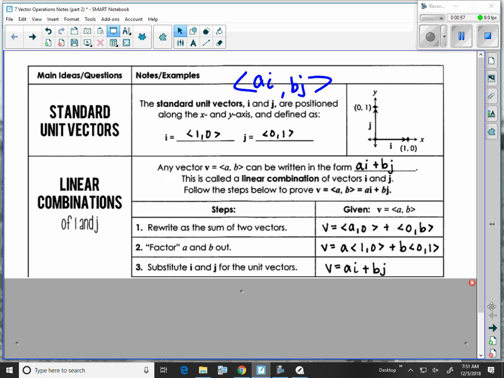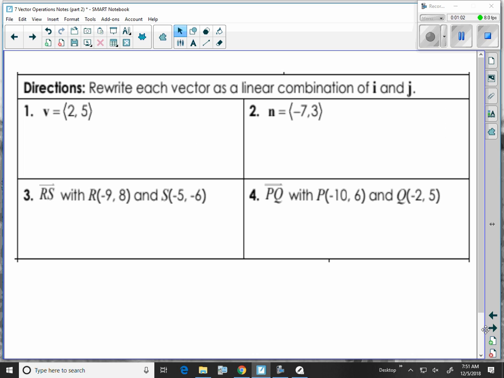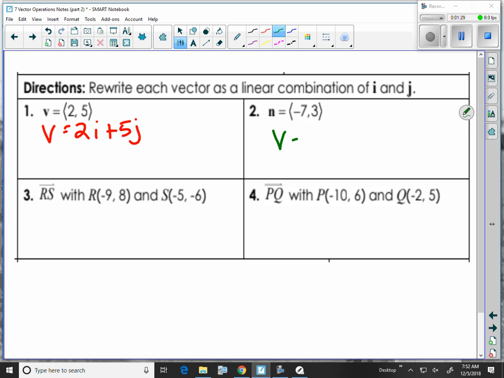Okay, let's keep moving on. If we want to write these as linear combinations, 2 is in the A slot, and 5 is in the B slot. So if we were to write this, it would just be 2i plus 5j. That's all you have to do, okay? You don't even have to do all those steps. I think that's kind of silly. Just go ahead and put it into your linear combination form. So here we would have negative 7i plus 3j.